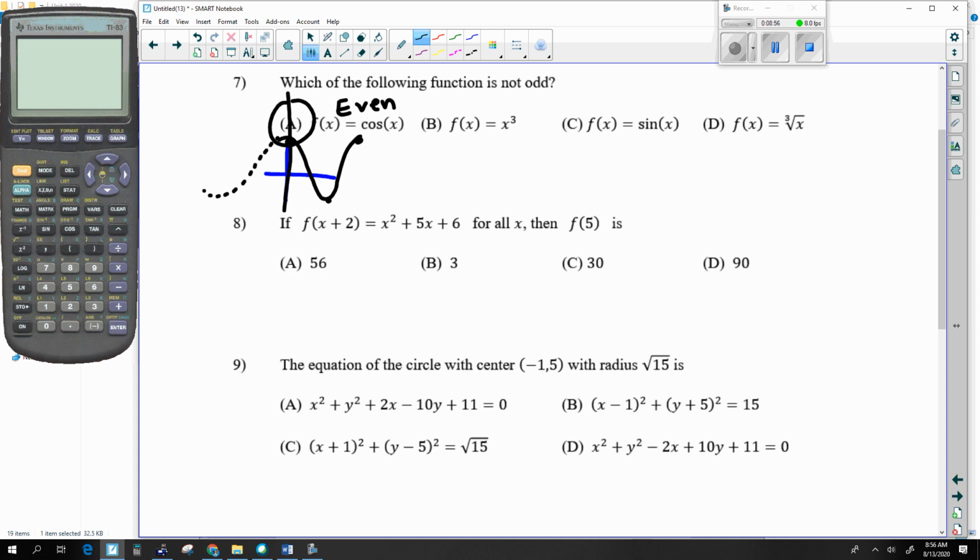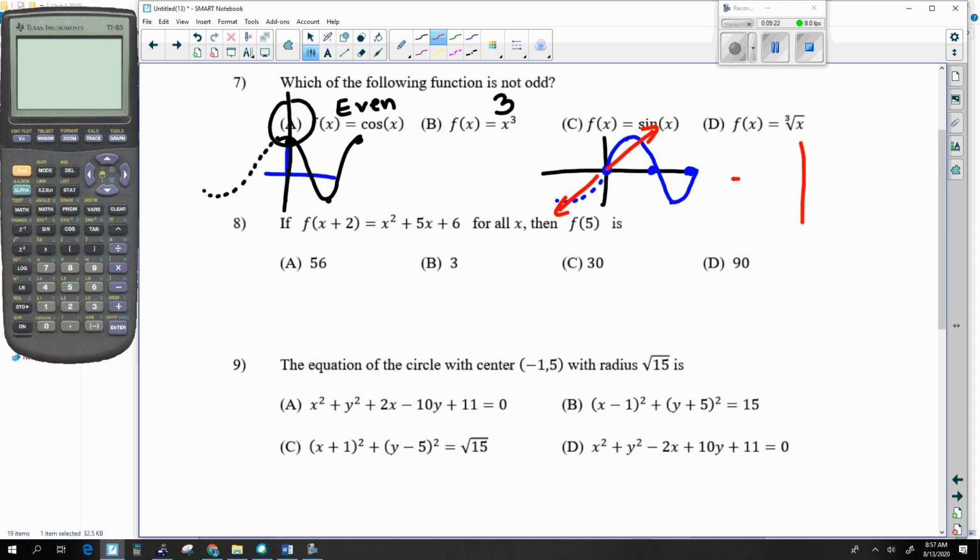Let me just kind of briefly run this through. This is an x to the third. That's odd. A sine starts in the middle and ends in the middle, so it looks something like that. So again, an odd is symmetrical about the origin. That means the upper right is the same as the lower left, kind of concept.